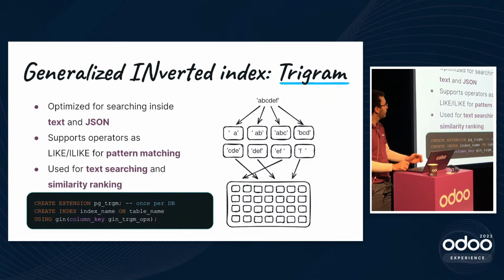So if, for example, you have a search on ABCDF, you will have these trigrams generated, and you hit multiple buckets, and basically the sum of the rows inside these buckets will give you the probability that it's used. For it, you need an extension, which you create once per database: create extension pg_trgm, and then you can index it using GIN, column key, and then trigram operations, which tells PostgreSQL, hey, use it for LIKE and ILIKE also.